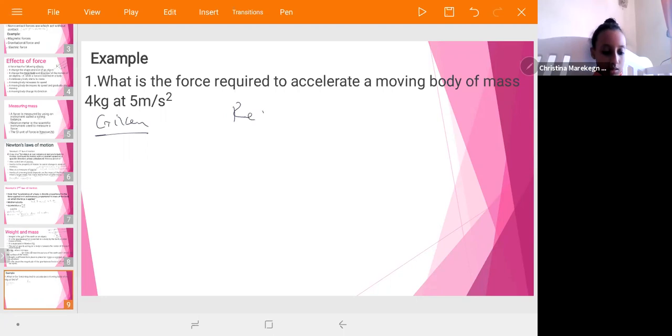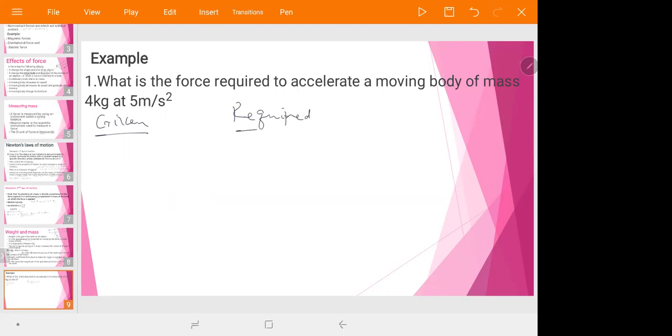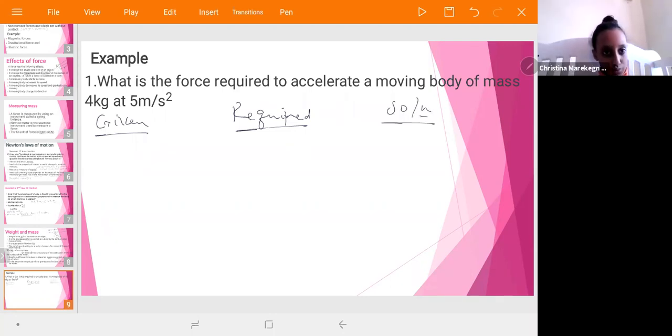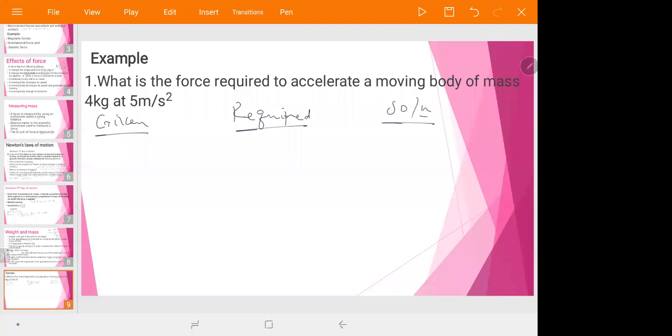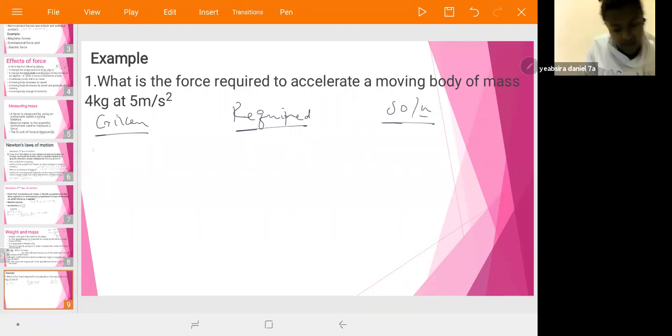Given, required, and the solution. Try. What is the force required? What is the formula of force? F = ma. MA means mass times acceleration, not only A, mass times acceleration.